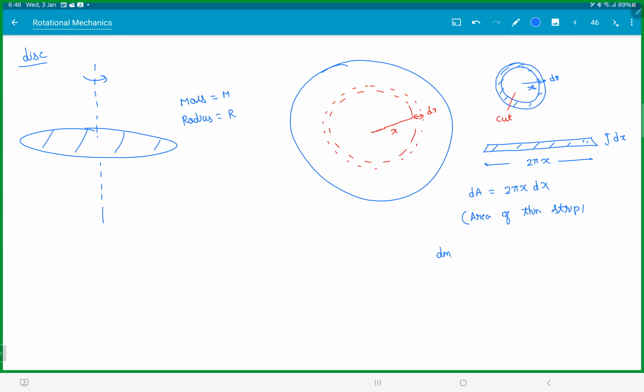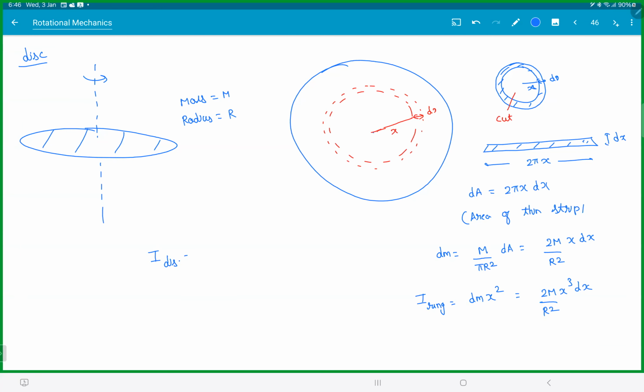So the mass dm will be total mass of the disk by total area of the disk into the area of the strip, which is 2m x dx by r square. So moment of inertia of the ring will be mass of the ring into radius square. Just now we calculated mr square. So 2m x cube dx by r square. That is the moment of inertia of the ring.